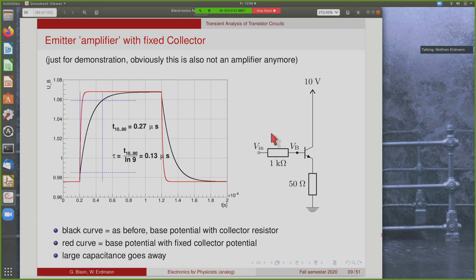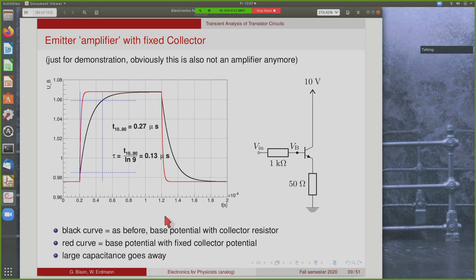So now we modify this amplifier a little bit just for demonstration. Obviously, when we remove the collector resistor, it's not an amplifier anymore. But just to see what happens when we do this, we look at the base voltage again. So now this is the base voltage that we had before with the collector resistor. Now we remove the collector resistor, and all of a sudden the input is fast again. So that is interesting. We remove the resistor, and it looks like the capacitance went away.